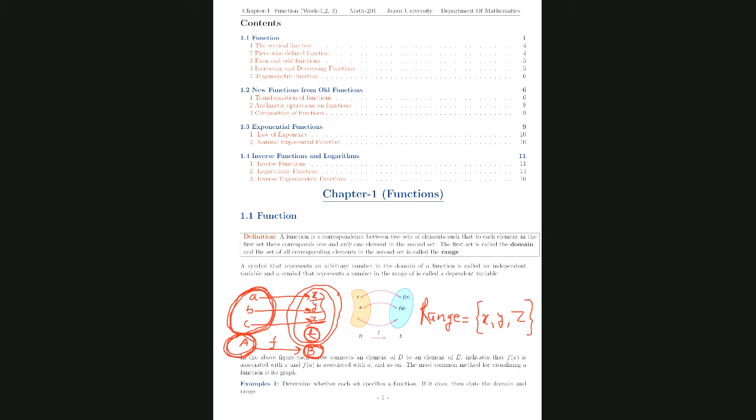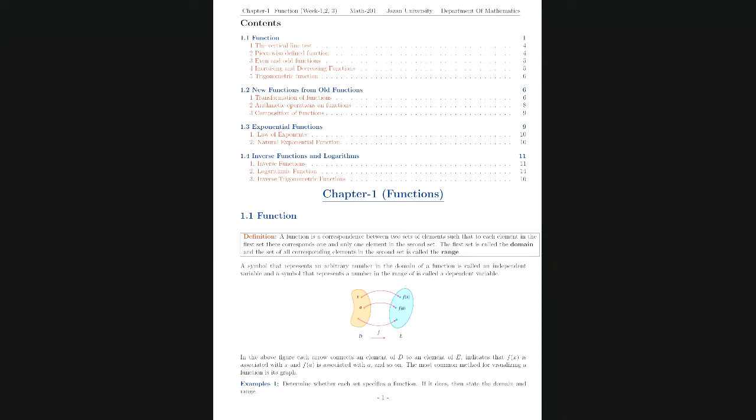Okay. Now, clear? Okay. Thank you. Now come to the next point. See the example. Last lecture I explained this example. Example number 1. Determine whether each set satisfies a function. If it does, then state the domain and range.